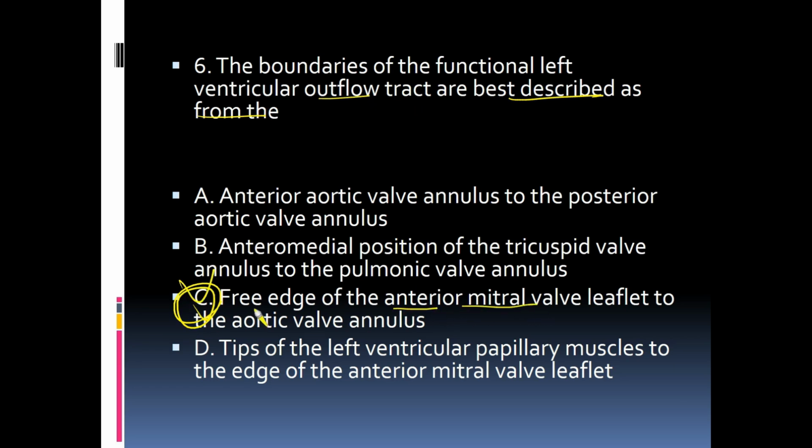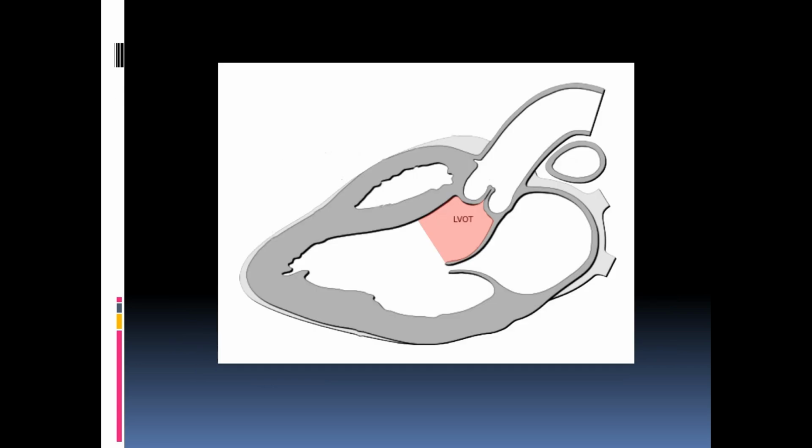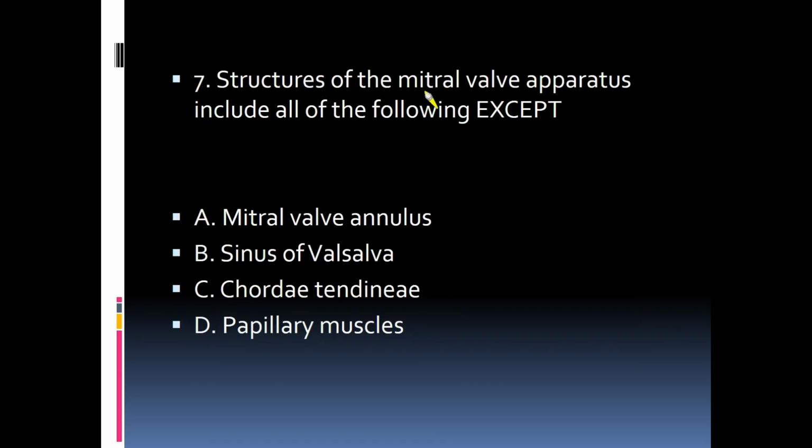So, the LVOT is defined as the area from the free edge of the anterior mitral valve to the aortic valve annulus. Let's also take a look at the related diagram. As you can see in the diagram, the section from the free edge of the anterior leaflet to the aortic valve annulus is considered the left ventricle outflow tract. It would be helpful to remember both the basic concept and the image together. Let's move on to the next question.